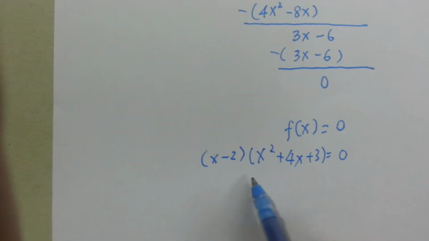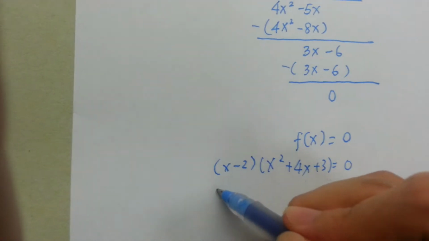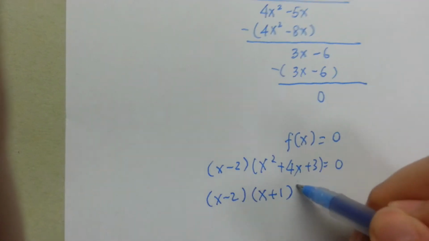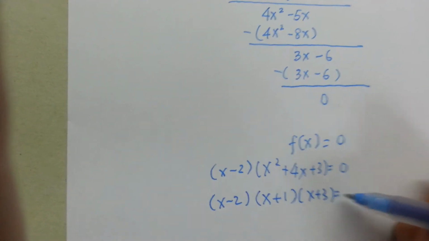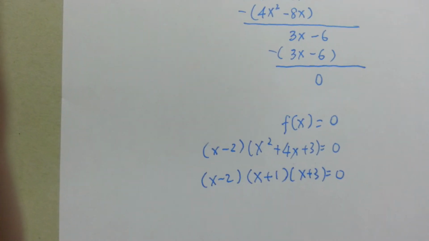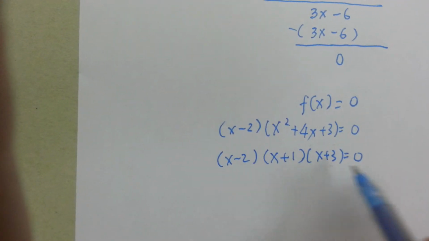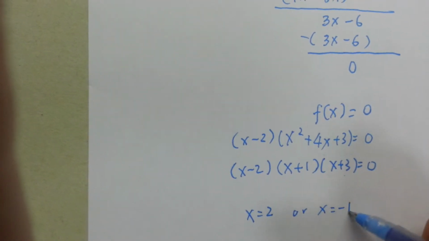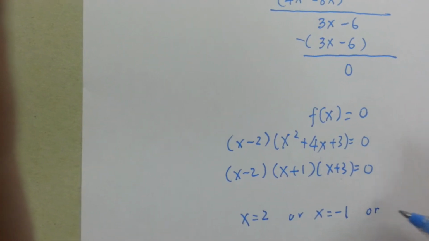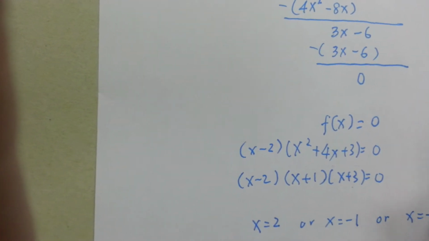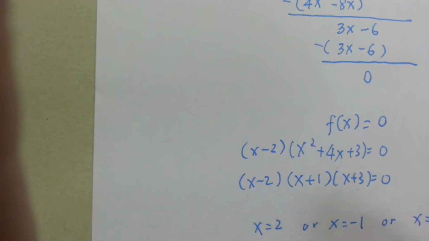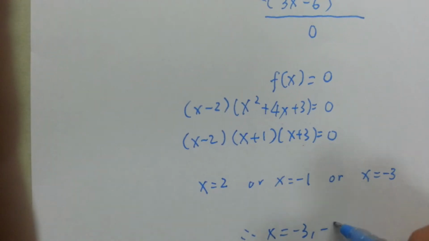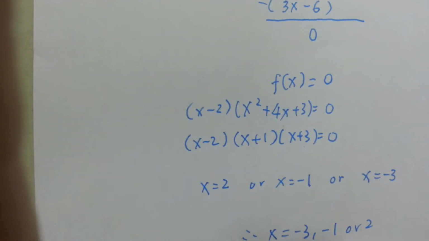I can continue to factorize this into x minus 2, x plus 1, x plus 3 equals to 0. And then the individual brackets will be equals to 0, so x equals to 2 or x equals to minus 1 for this, and or x equals to minus 3. If I want it perfect, I will arrange in ascending order. So x equals to minus 3, minus 1 or 2. This is my final answer. I will underline it.